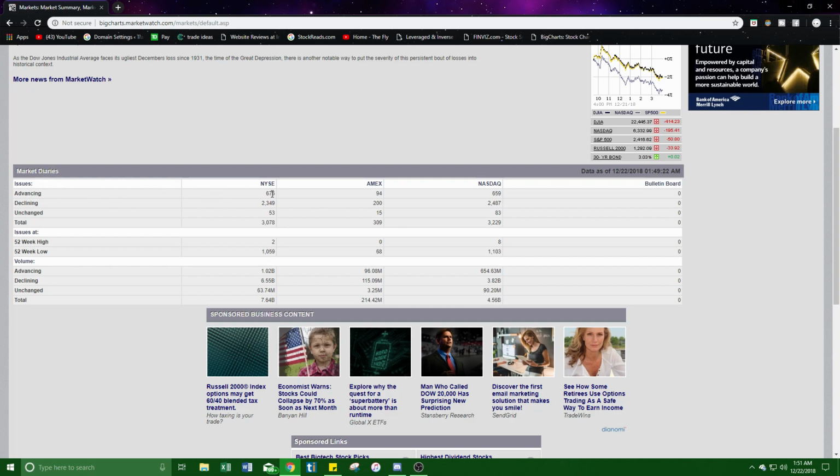The New York Stock Exchange had 676 stocks advancing for today. Declining, they had 2,349. Unchanged, 53. Total, 3,078 stocks. Issues at 52-week high, only 2 stocks hit a new 52-week high. 52-week low, 1,059 made new 52-week lows. And then you got your volume breakdown right here.